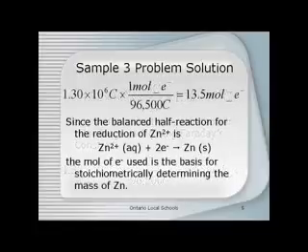Since we now have the total number of moles of electrons, we want to compare the number of moles of electrons to the balanced half reaction when we reduce zinc 2+, and that is zinc 2+ plus 2 electrons will yield zinc that is in its reduced form. Now, the way that we can read this is that 1 mole of zinc 2+ will require 2 electrons per mole of zinc in order to reduce zinc to its metal. The moles of electrons used is the basis for stoichiometrically determining the mass of zinc, which is what we're going to do next.